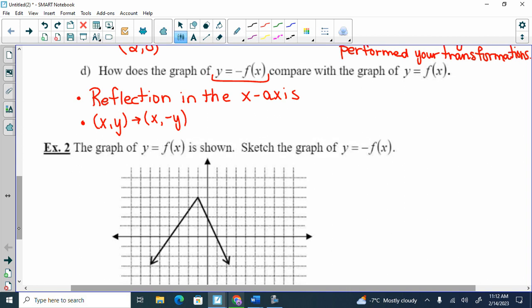So here's a graph shown. I want you to draw this. What does this mean? When there's a negative in front, yeah, it affects the y, so it's going to be xy becomes x negative y. What is it in words?